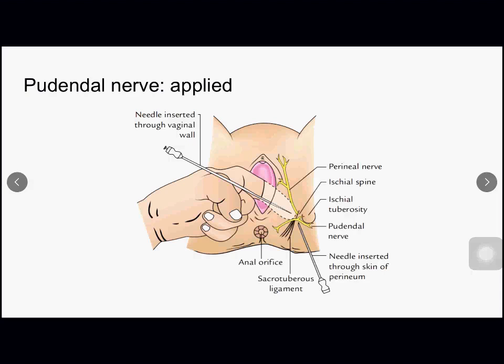This is very important. So ischial spine, what is the relation of the ischial spine? The pudendal nerve is always related to this ischial spine. The landmark for searching this pudendal nerve is your ischial spine.